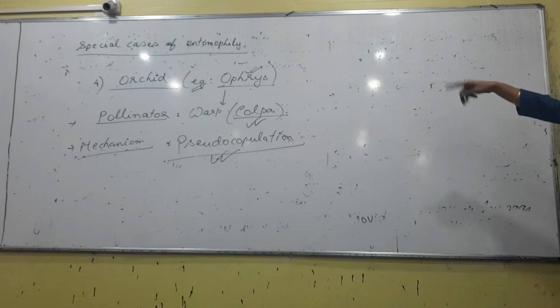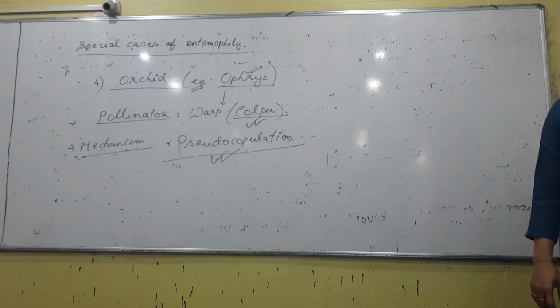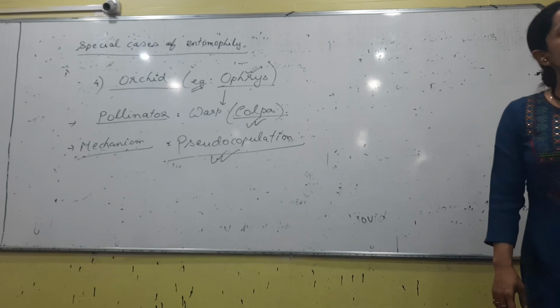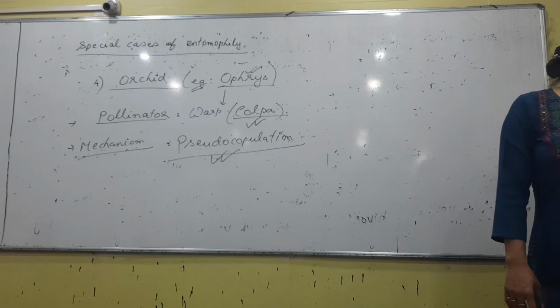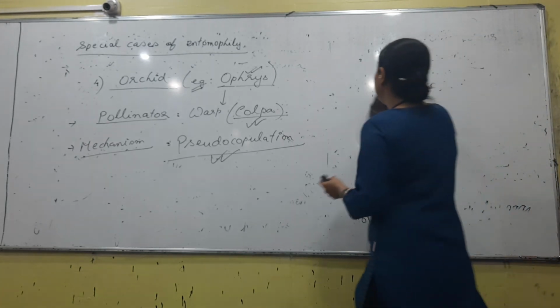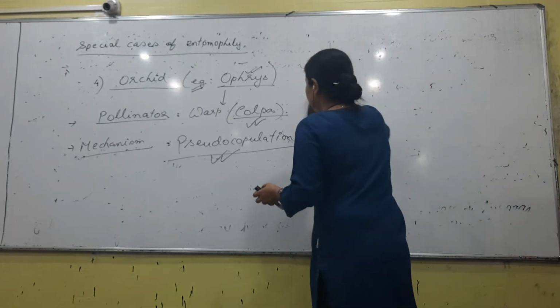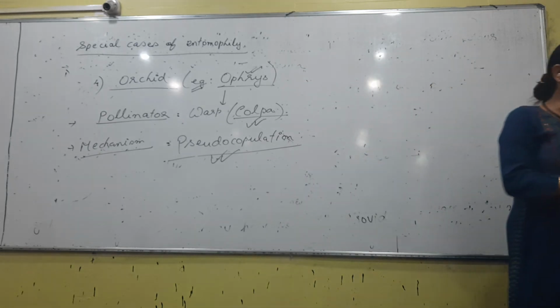And maximum questions have been asked about the special cases. What is the type of mechanism that is seen? Who is the plant, I mean, what's the name of the plant, and who is the pollinator, right? After this, we come back to the different types of pollination.